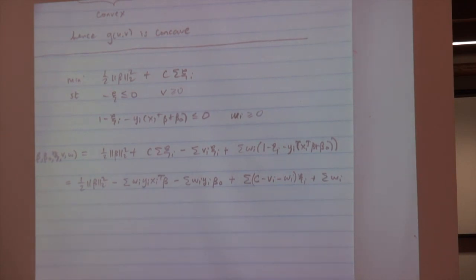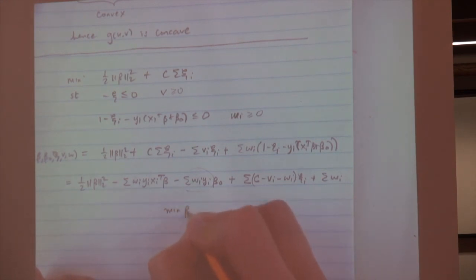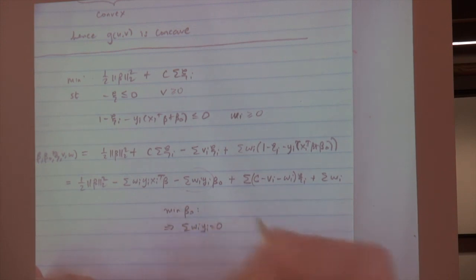Let's do some of the easy ones first. What happens if I minimize over beta naught? I get minus infinity unless this term's 0. Otherwise, there's no constraints on beta naught. I just take that beta naught bigger and bigger in the right direction as long as that term's 0. So minimizing over beta naught, we get that wi must be 0. And when that's the case, we don't get any contribution. That part's just 0.